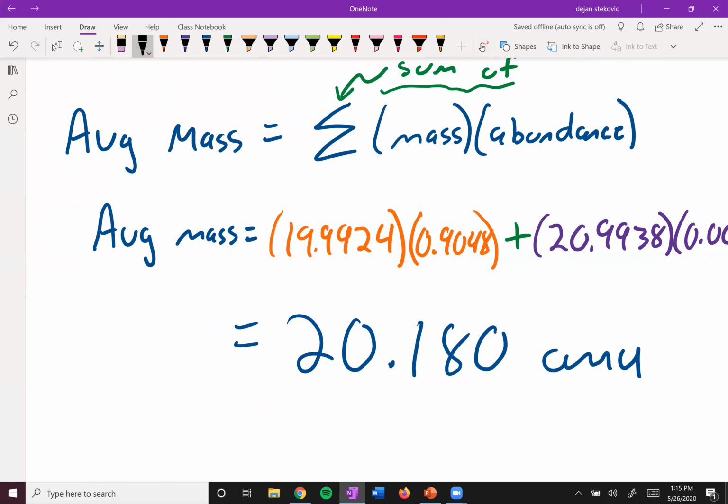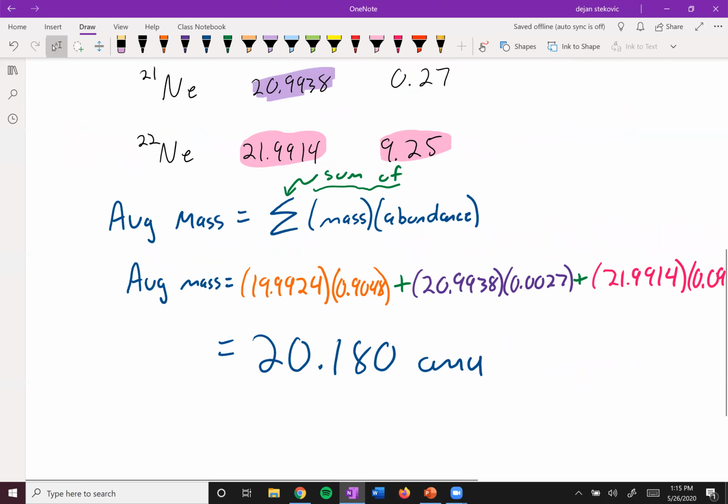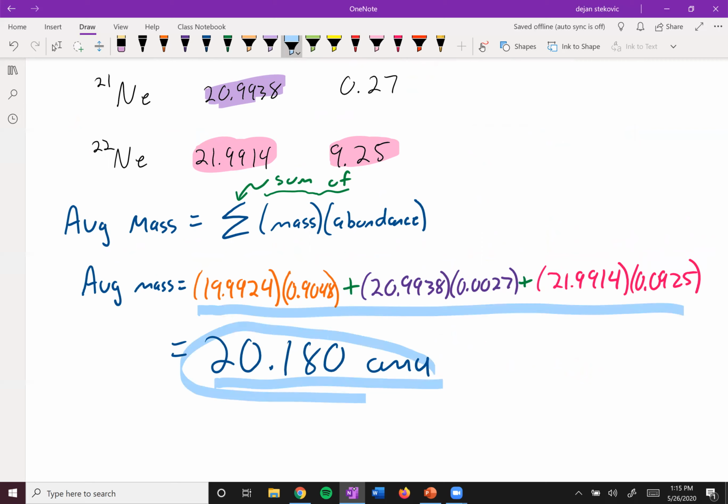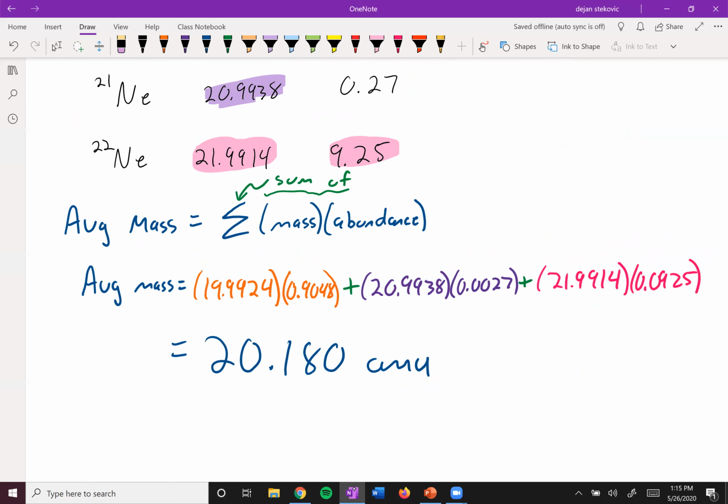So be able to calculate atomic mass. Be careful, sometimes instead of being given all the parts and asked for the overall mass, sometimes you'll be given the overall mass and asked for one of the parts. So just check out your homework for that.